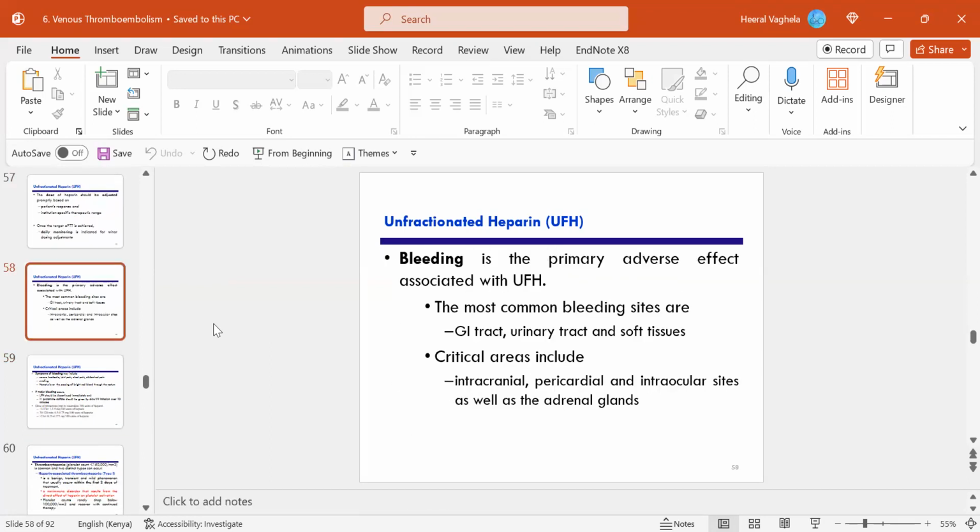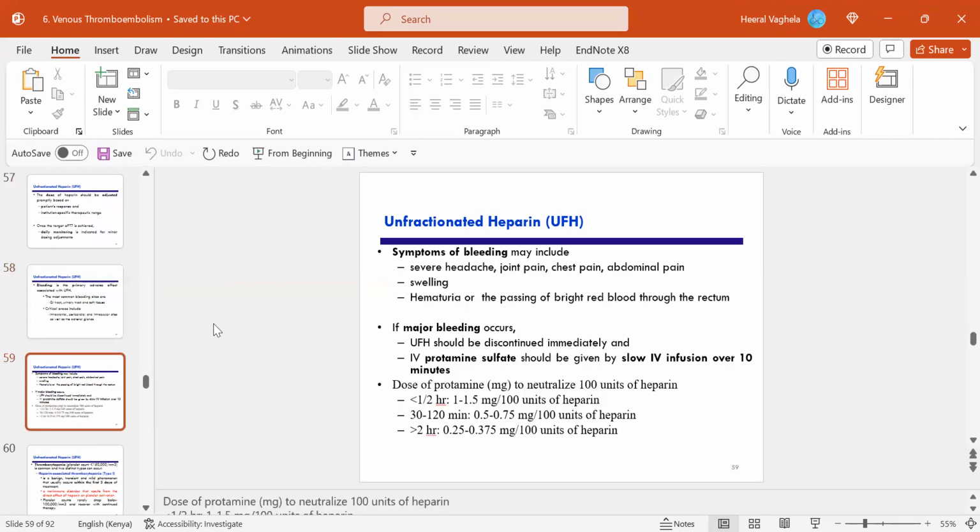Some of the adverse effects would be bleeding, of course, with any of these medications. When you want to dissolve a clot, you're inhibiting the coagulation pathway, so bleeding would be a major symptom. In case major bleeding occurs, protamine sulfate is given as an antidote to these medications.